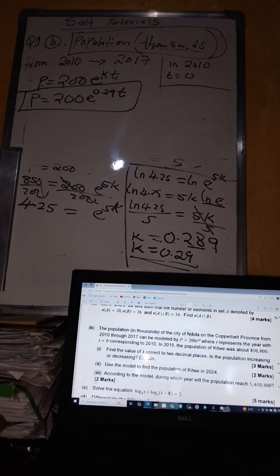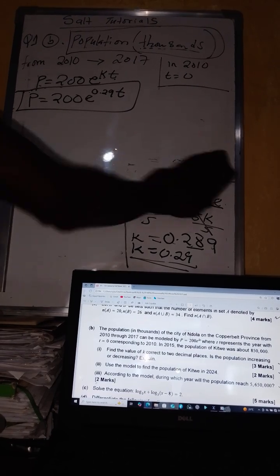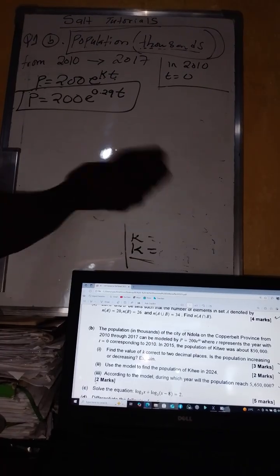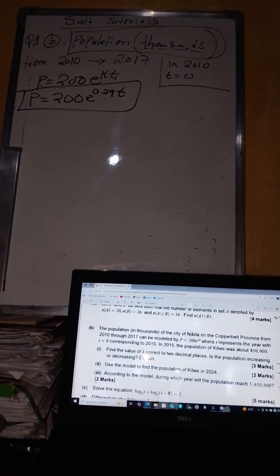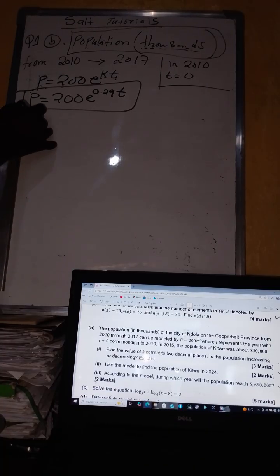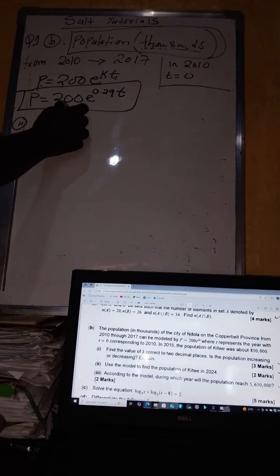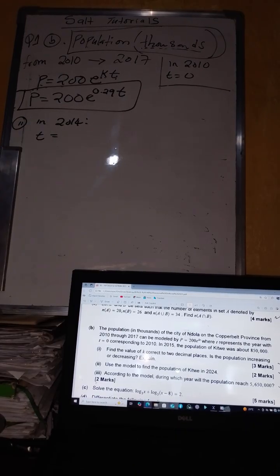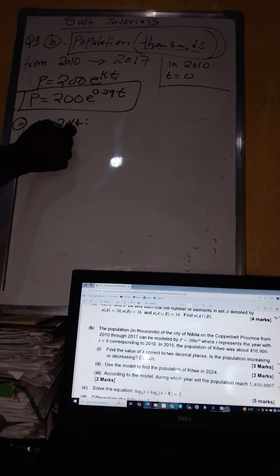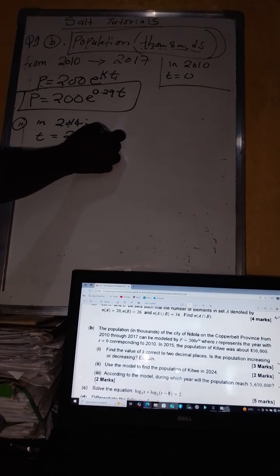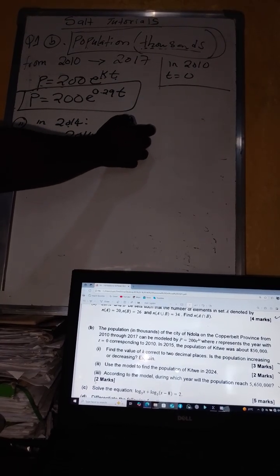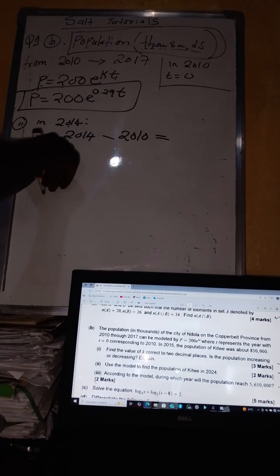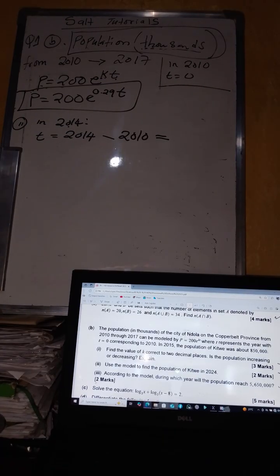We are going to use it. So now use the model to find the population in Kitwe for 2014. So in 2014, this is B. We can start by finding the value for t. The value for t in 2014, we are starting in 2014 minus the initial year 2010. So automatically, our value of t, if we subtract, what are we going to have?